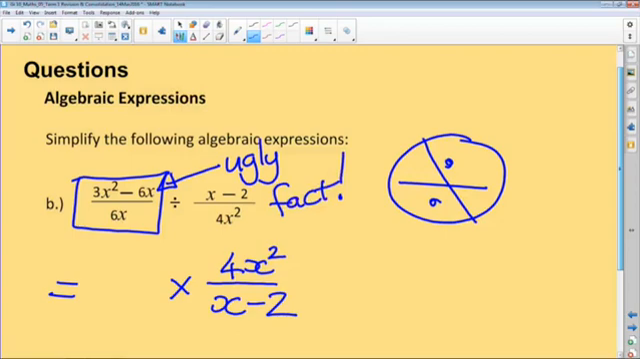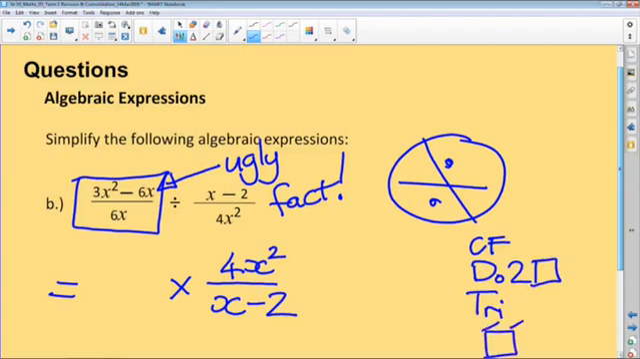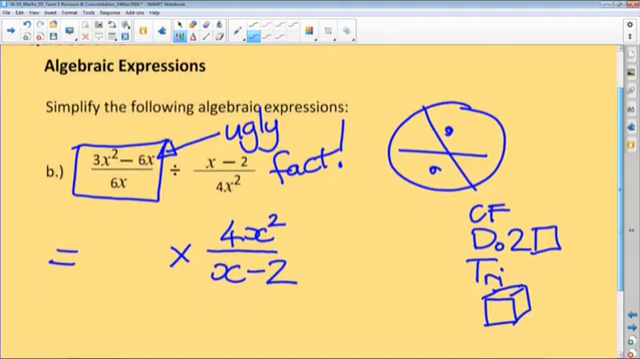And remember, we can take out a common factor, we can do a difference of two squares, a trinomial, or a difference of two cubes, or a sum of two cubes. So those are our options for factorizing. In this case, we're taking out a common factor of 3x, and we're left with x minus 2. Whoops, I had to squeeze it in a bit there. There's not much we can do with the 6x at this point. But now we can cancel.